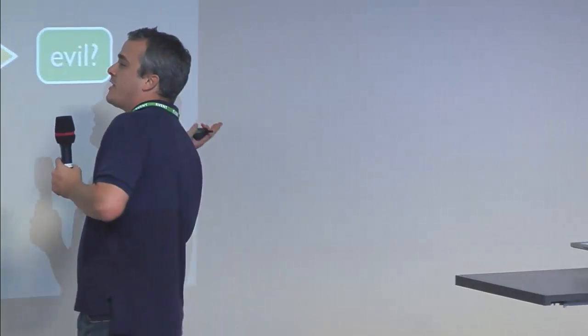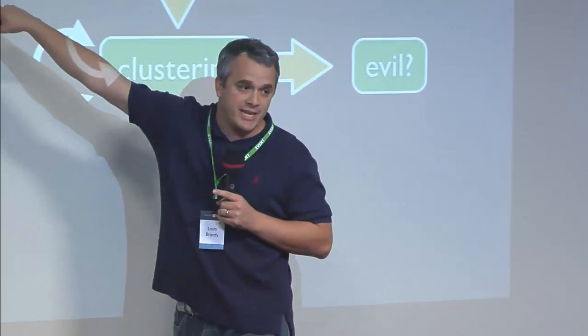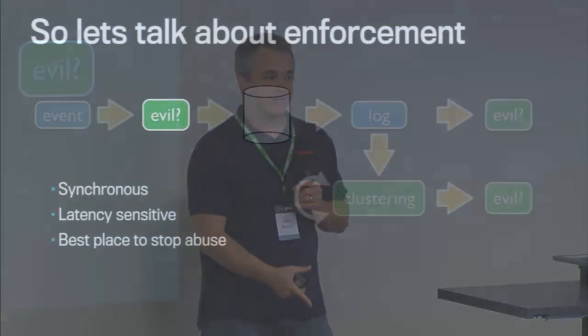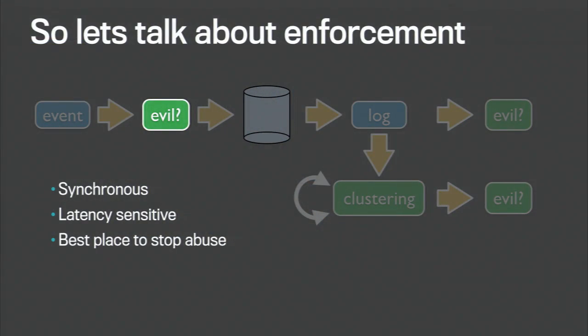Oh, by the way, oh no, I've jumped ahead. So I said all this. Yeah, so the interesting bit is this rule engine here at the beginning is actually the most important because it's synchronous. The other ones are not. That means it's latency sensitive, okay? That means you cannot put expensive checks there. But it is the best place to stop abuse, right? By far the best place to stop abuse.